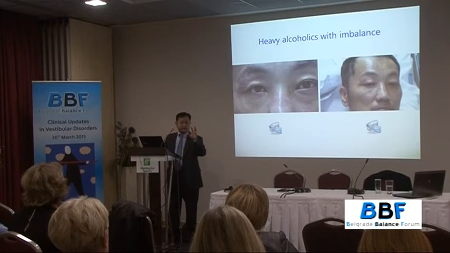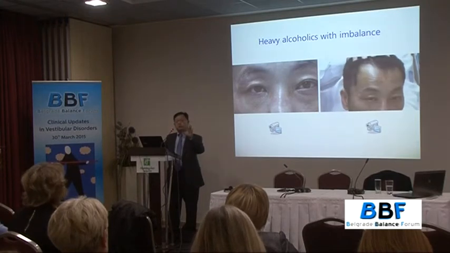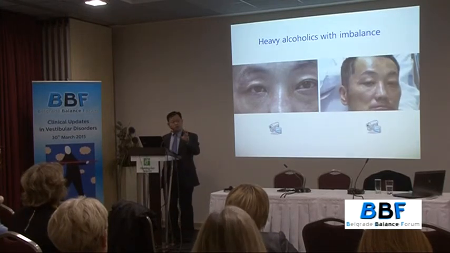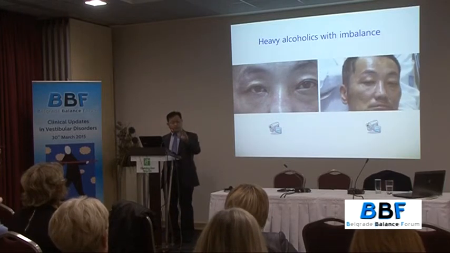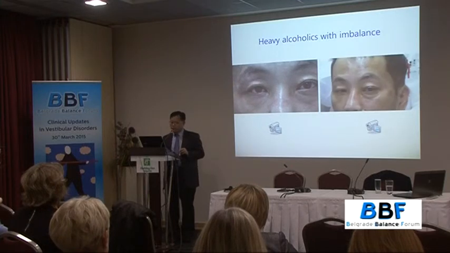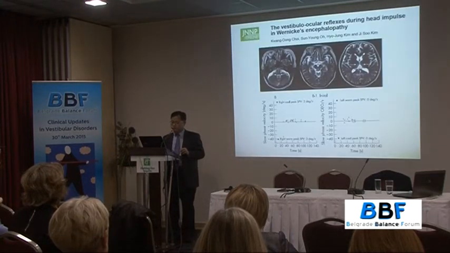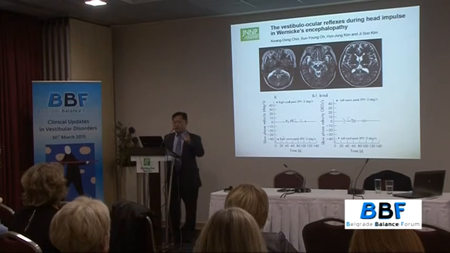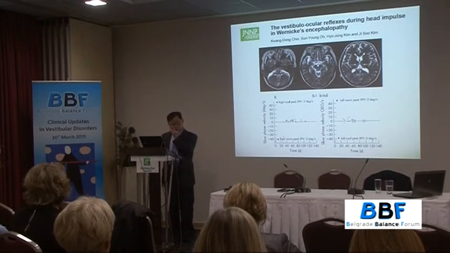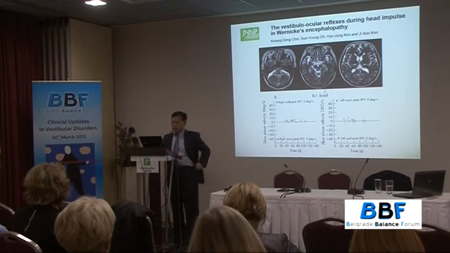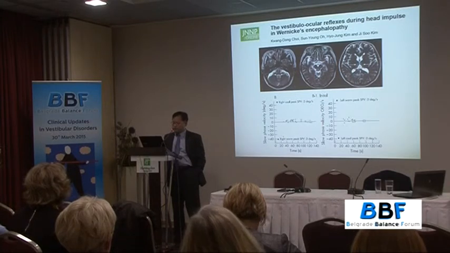So Wernicke encephalopathy is the most common cause of acute bilateral combined peripheral and central vestibulopathy. So why is there a combined lesion? Because Wernicke typically involves the medial vestibular nuclei, and also the inner ear too. So at the time when we published this paper, we had 2 patients with complete caloric paralysis.